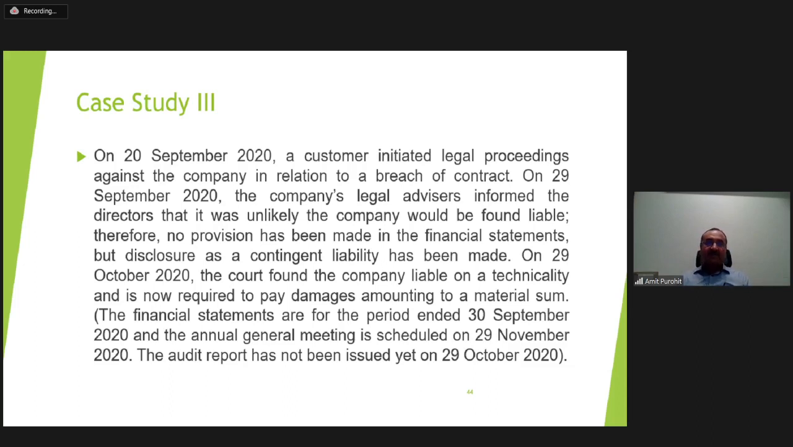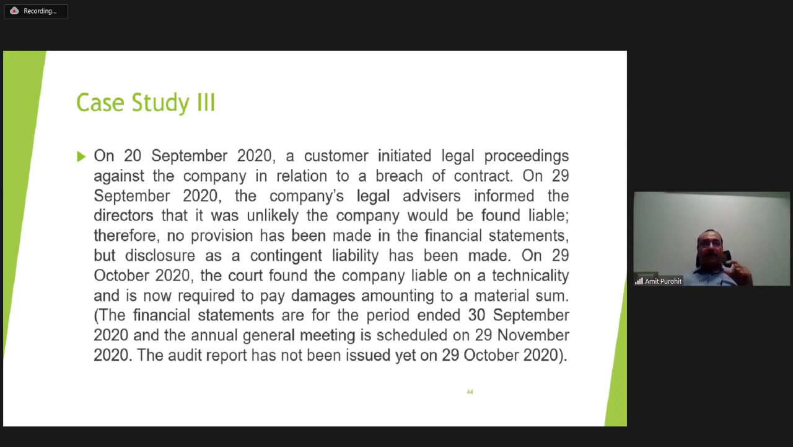The financial statements are for the period ended 30th September, and the annual meeting is slated on 29th November. The audit report has not yet been issued on 29th of October. Again, in this particular case, the audit report has not been issued.